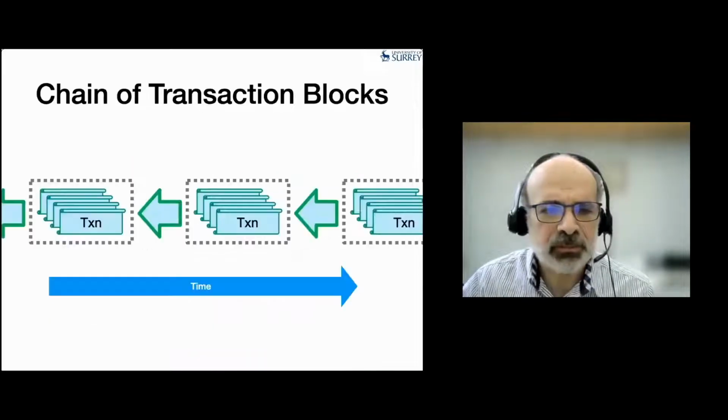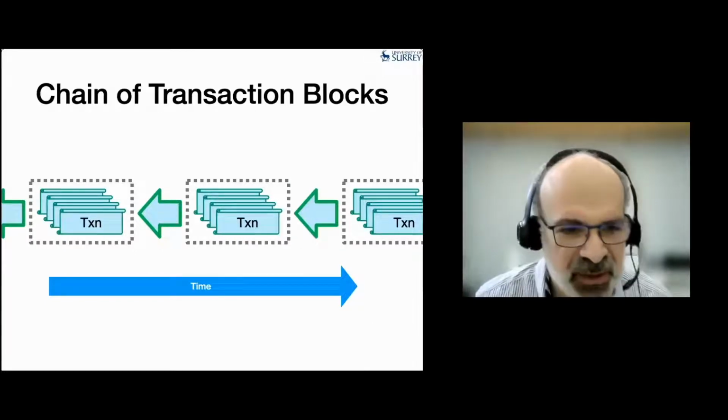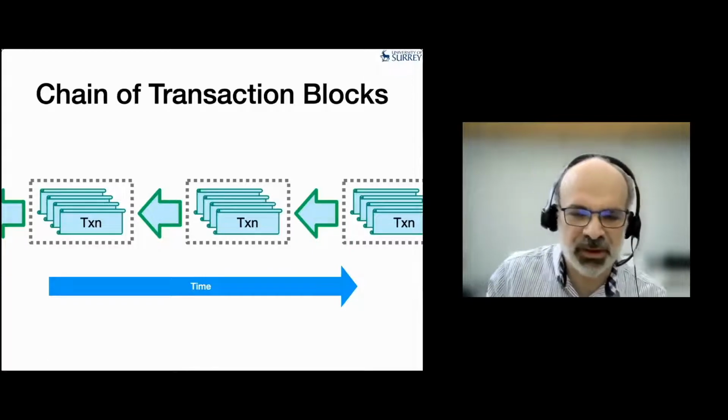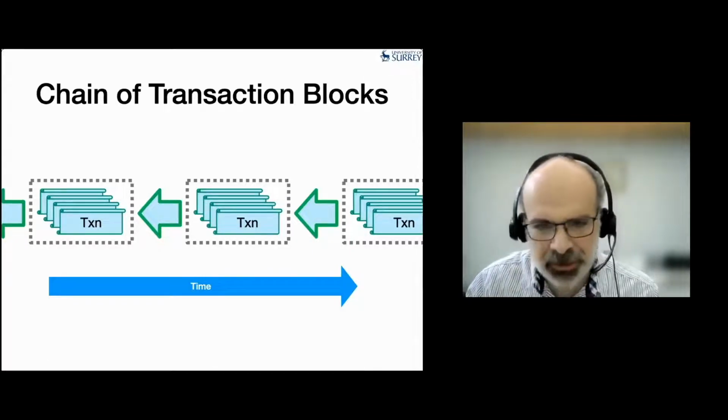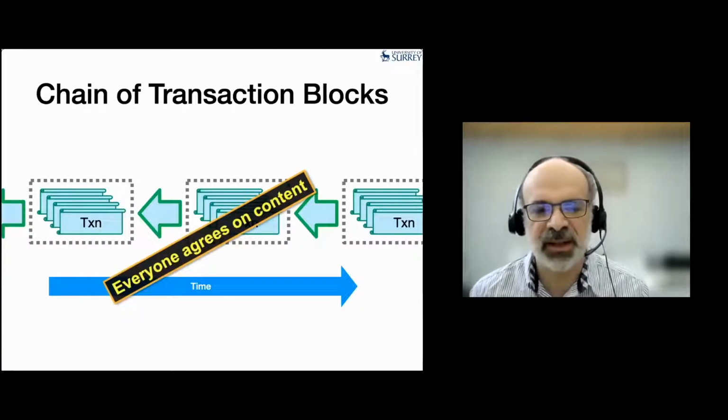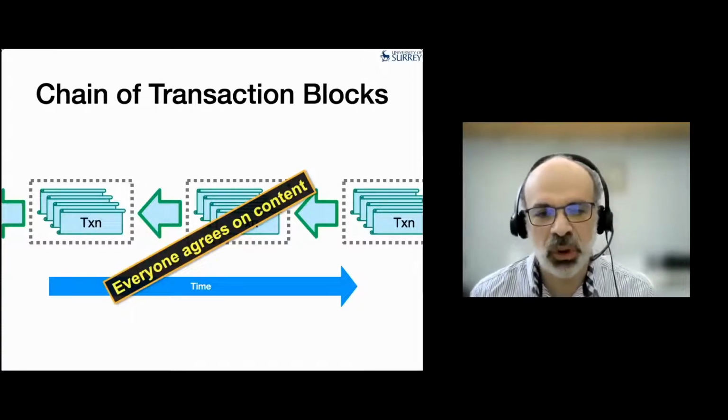Right. So how does a blockchain look? It is something like this. We have these transactions that are actual events affecting the ledger structure. They are organized into blocks and they are chained together. So this is why it is a blockchain. And an important property is that everyone has to agree on the content, as we discussed.